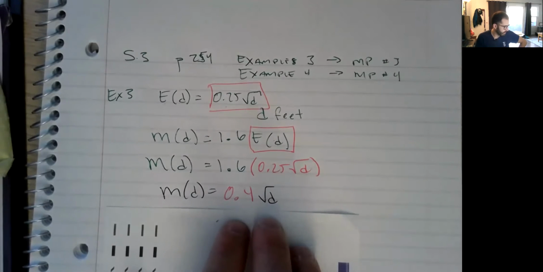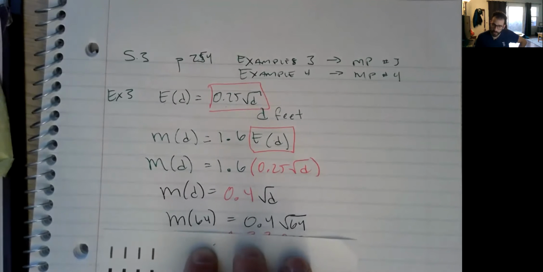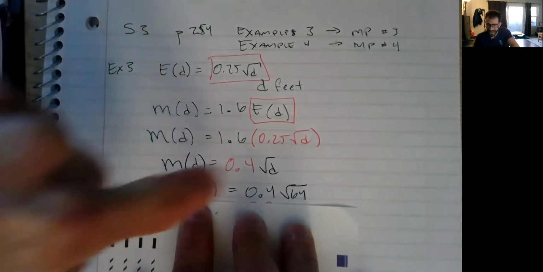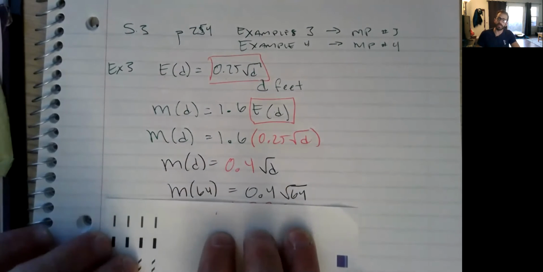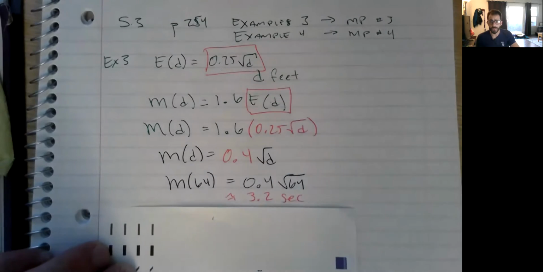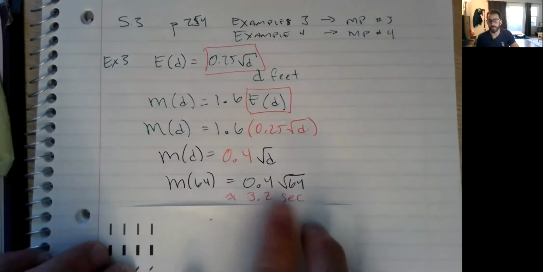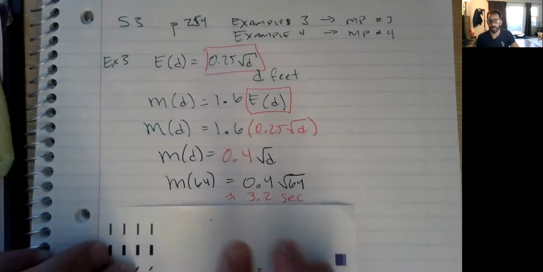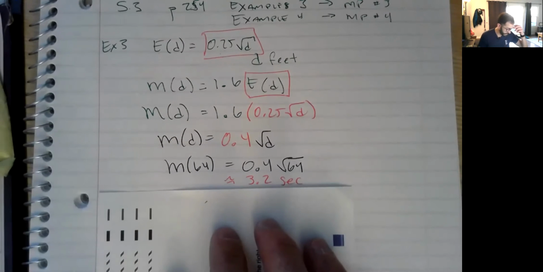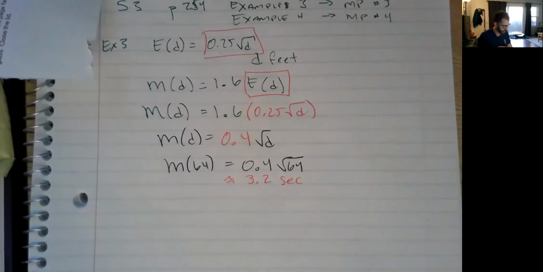All right, so how long will it take for an object to fall 64 feet on Mars? Well, let's plug in 64. Notice I plug in 64 for d on the left and the right. When I do that, I get about 3.2 seconds. I did 0.4 times 8, which is 32, one decimal point, move it over 1: 3.2 seconds. Okay, so now let's look at monitoring progress 3 at the bottom of the page.